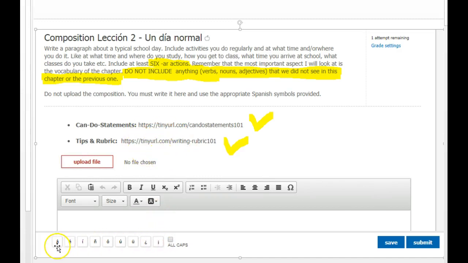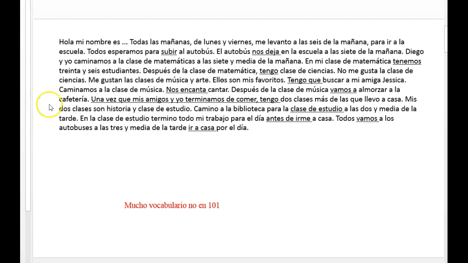Another thing that I wanted to show you is that you should never upload. I don't want a composition uploaded, and I don't want you to send me a composition. It's very disorganized and I cannot find things after that. So your composition needs to be in the body of VHL, not any other place. And down here you have the little buttons with the accent marks and the question mark and the exclamation mark that you need to use. All right? Very well. That said, let's start with the first one.